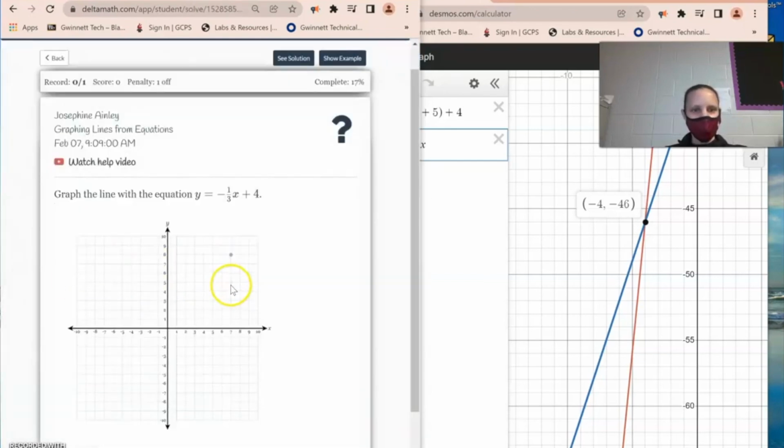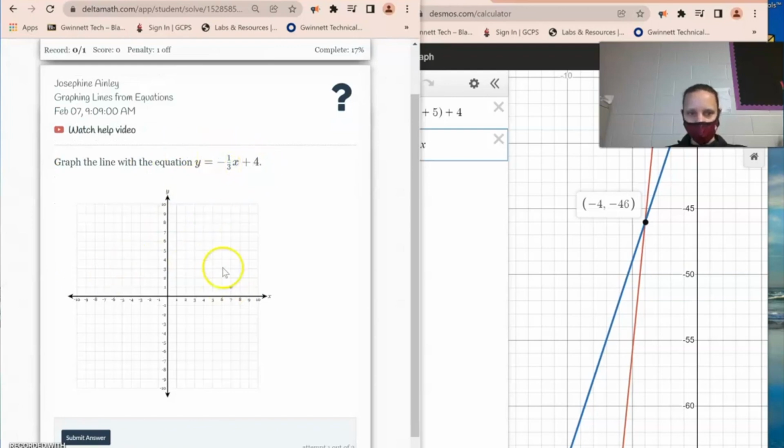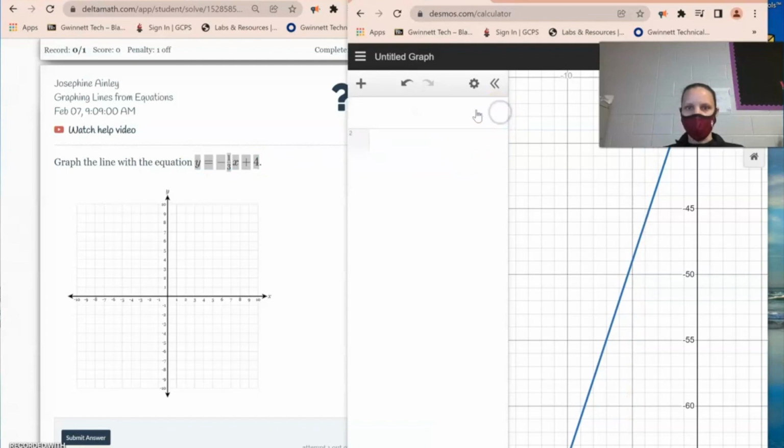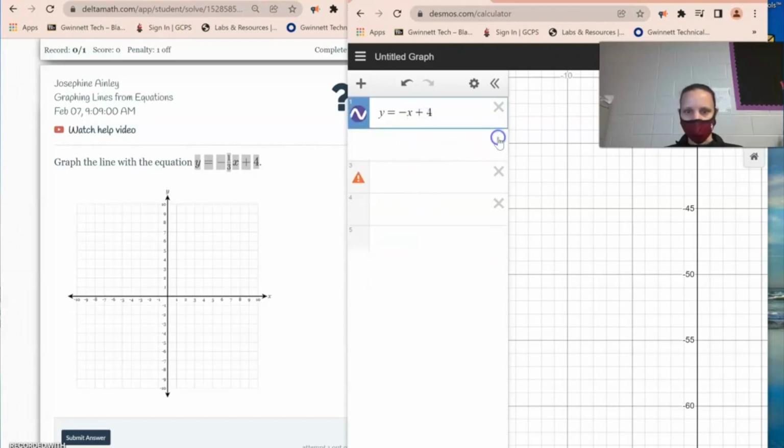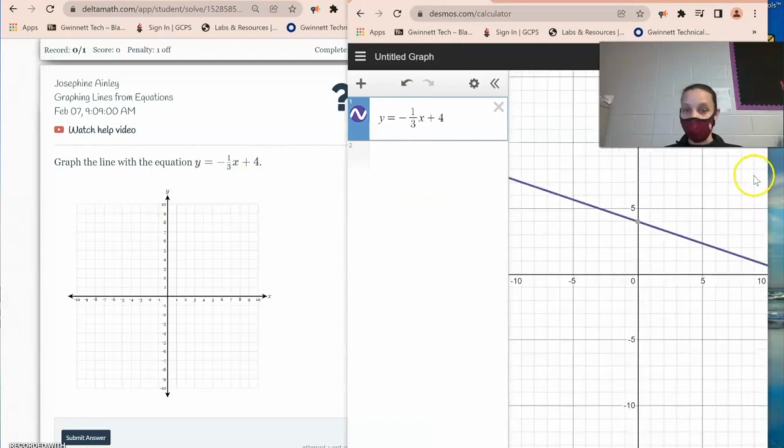All right, graphing lines from equations. Again, we're doing this simply by using a calculator. So you're going to do Control C. You're going to come over to your calculator, Control V. It's going to look a little funky, so you might have to fix it. So go ahead and fix it. Make sure you copy the right thing. I need to put 1 divided by 3 here. Now I've double checked my equation, and then I'm going to press this home button, so hopefully it takes me where it is.